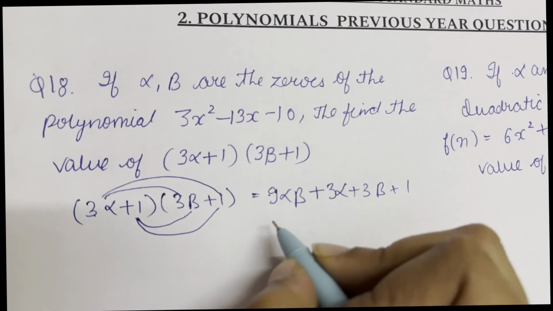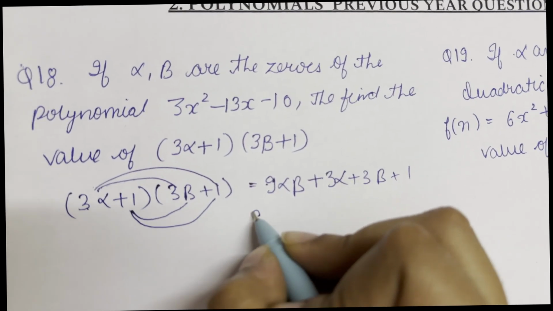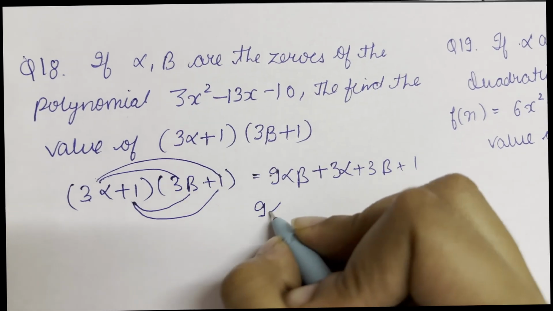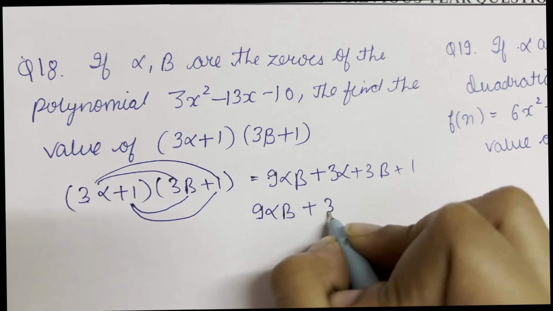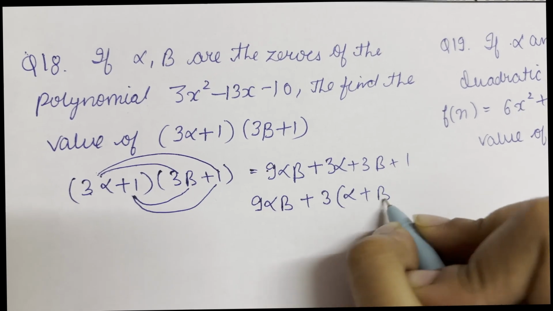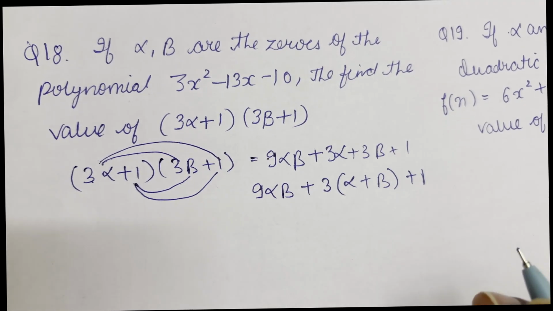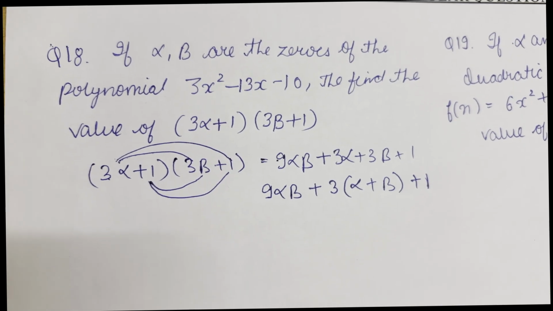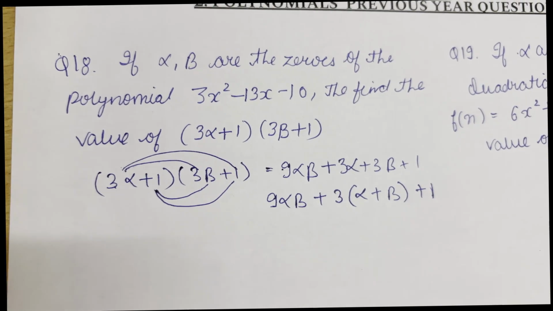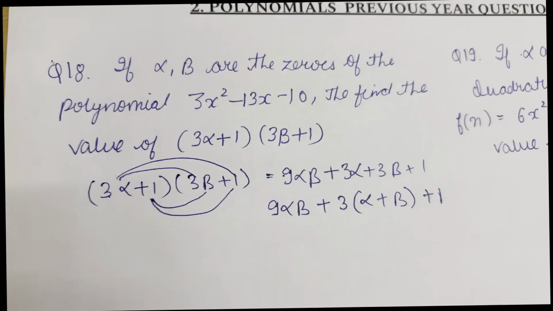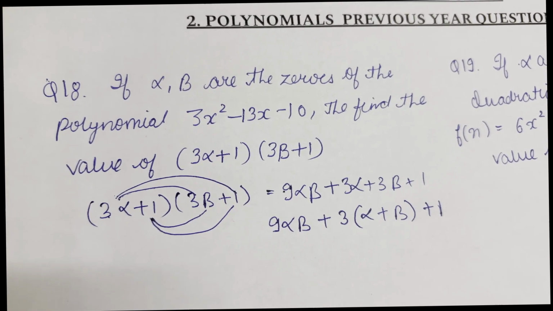So on further simplification of this equation, we get 9 alpha beta plus 3 we took in common, alpha plus beta plus 1. Now it has become very easy for you to solve it further. You can pause the video and solve it by yourself, and then check your answer by replaying the video.